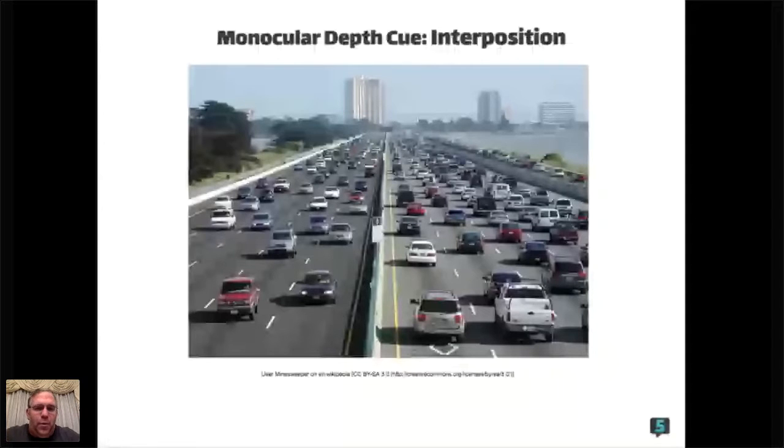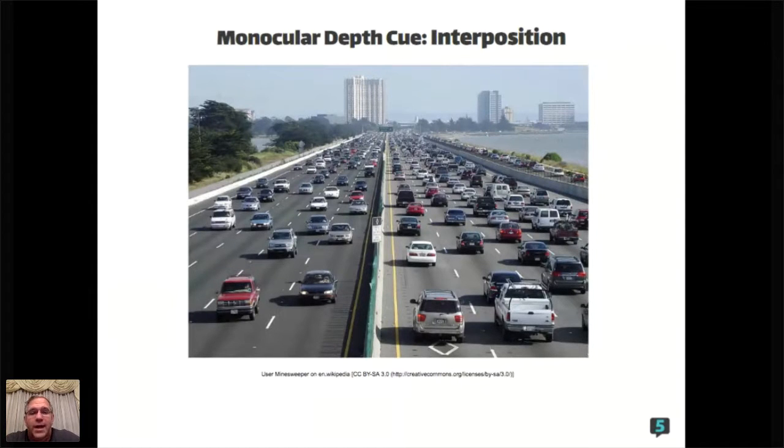So again, I don't have a pointer here, so you'll have to bear with me. But I'm looking in the right-hand lane. This is a very busy highway. There's a van that's right in front of a diamond, as it were. To the right of that, you'll see what appears to be a white pickup truck, and in front of it appears to be a car, maybe a grayish, bluish color. Now, you know that the white truck is closer to you. How do we know that?